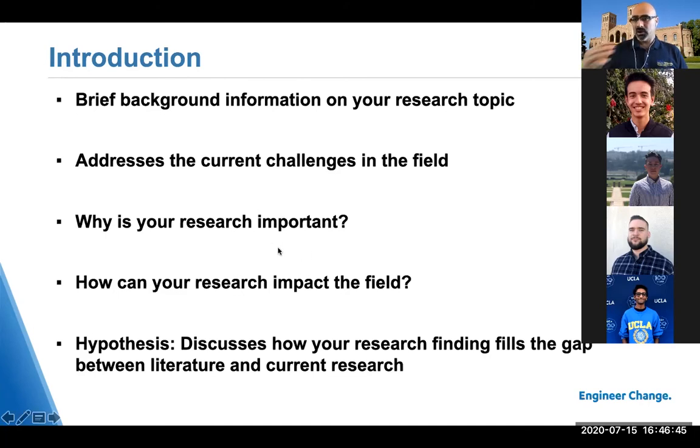So later on, we're going to have an activity where you go into breakout rooms and you're peer reviewing each other's posters. Please make sure that you use this as a checklist. Did the intro answer these basic questions? And how you answer those questions is up to you, right?